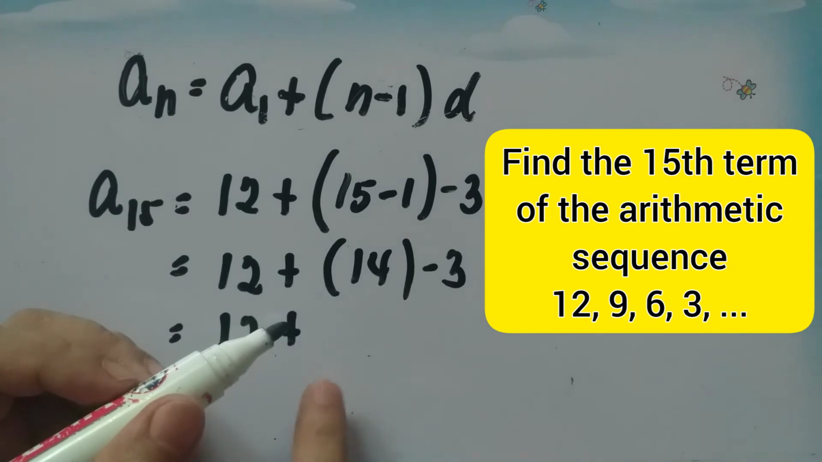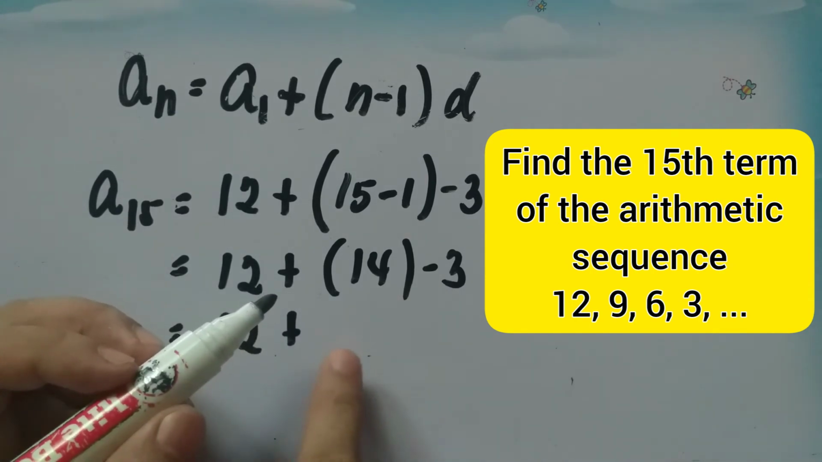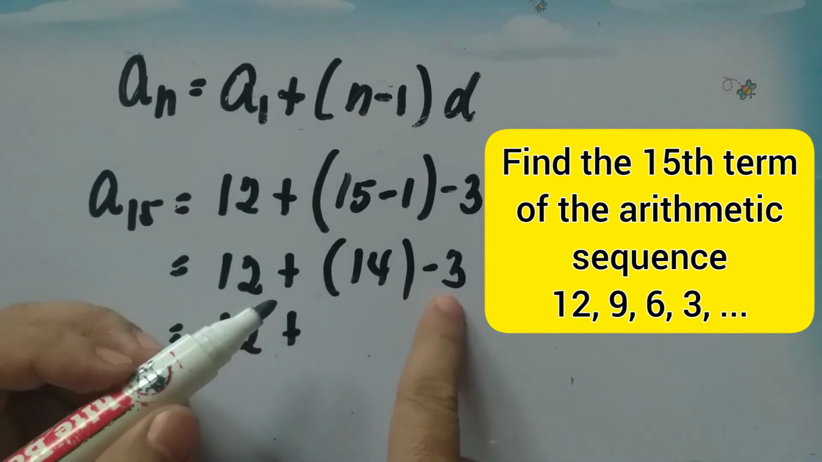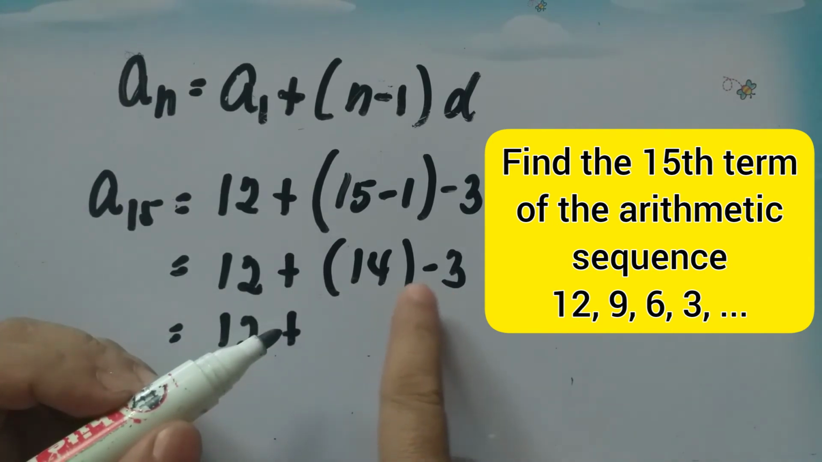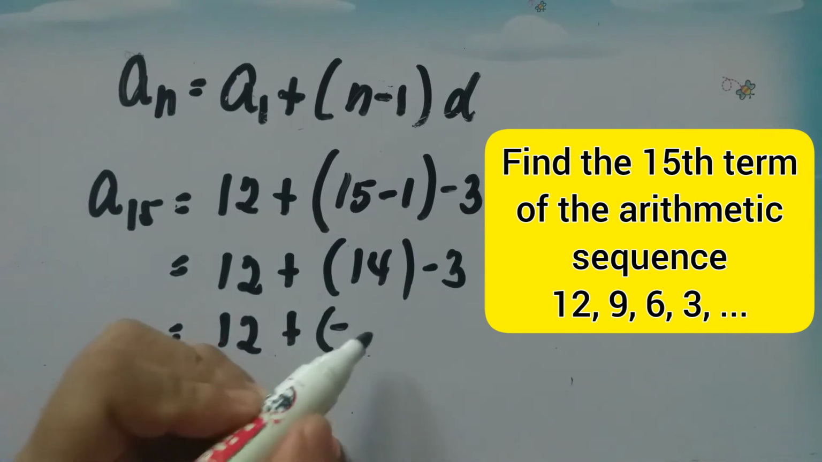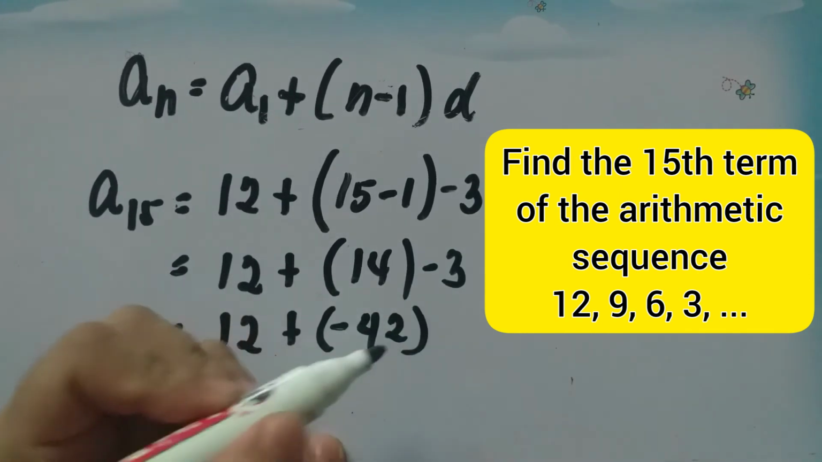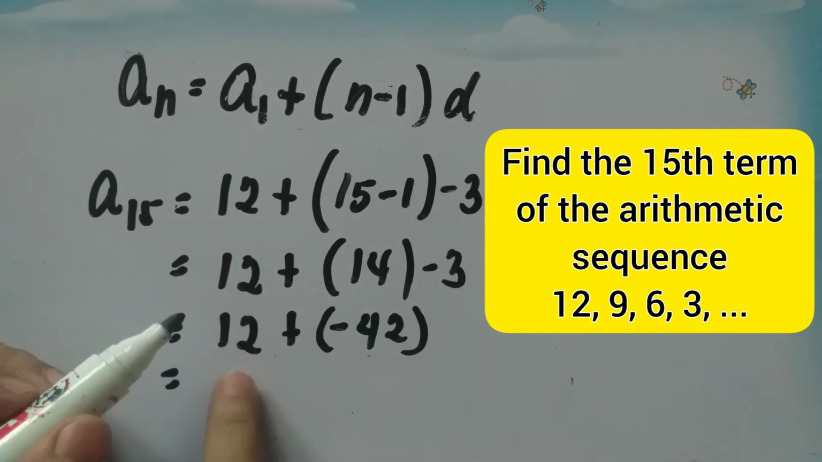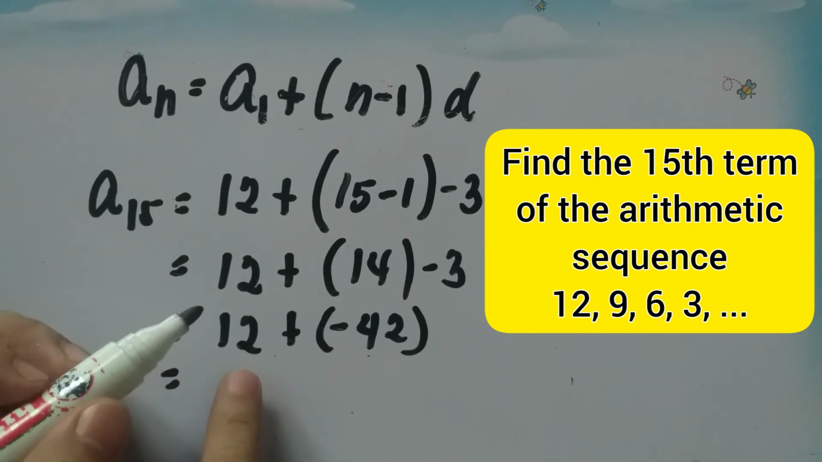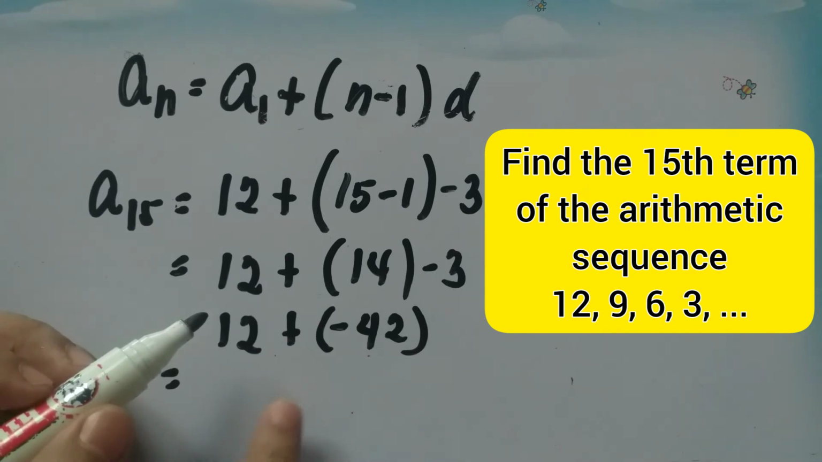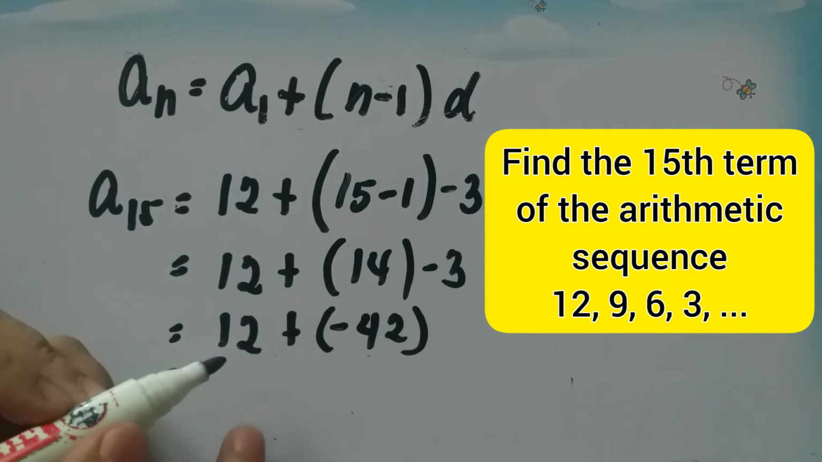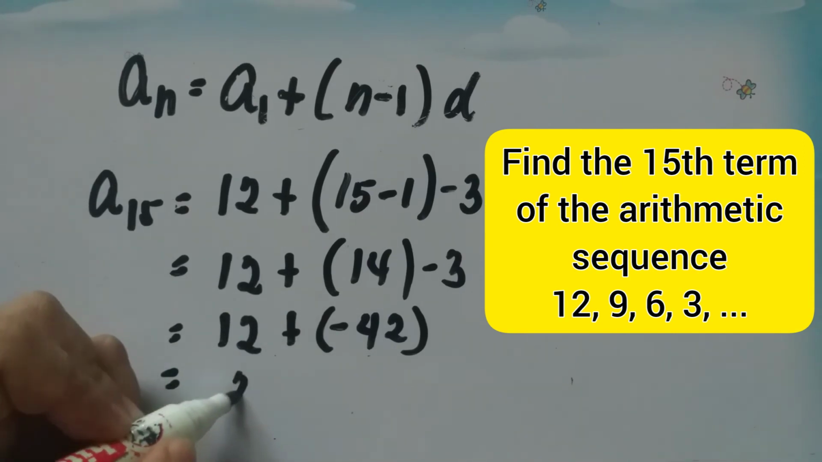Applying the rule in multiplication of integers, when we multiply a positive number by a negative number, the product is a negative number. Therefore, 14 times negative 3 is negative 42. Then 12 plus negative 42, applying the addition of integers. When we add a positive and a negative number, we simply find the difference of these two numbers. So the difference is 30.